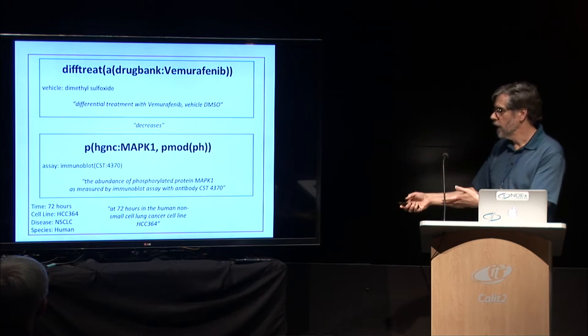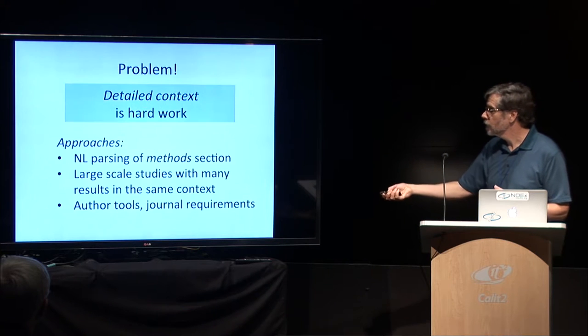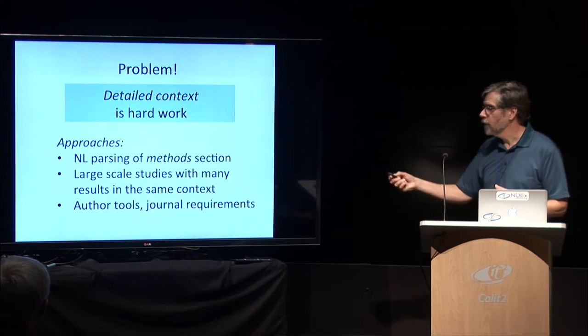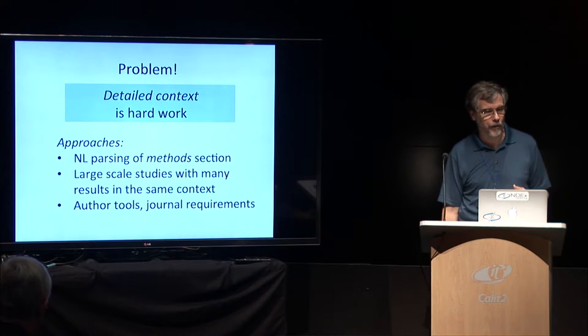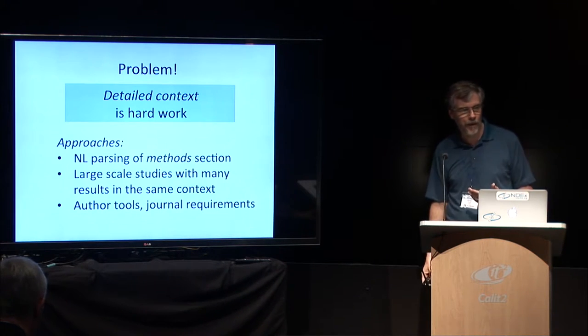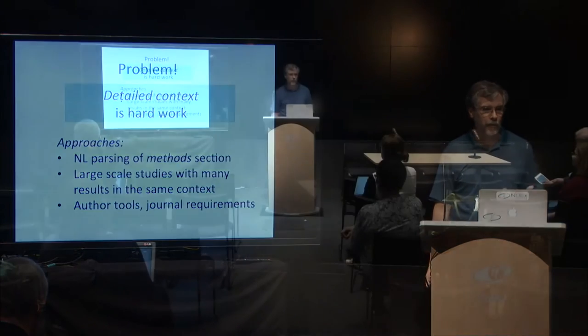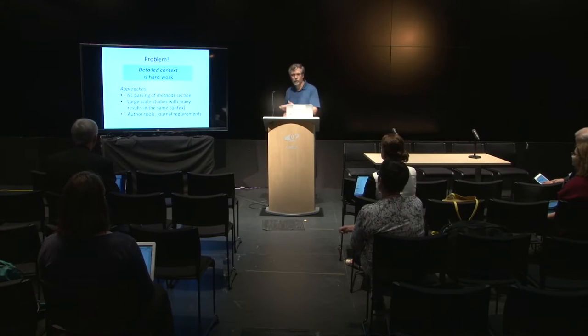Okay, so we want to capture everything we can, but problem. Detailed context is hard work. There is a reason we didn't do this at Genstruct. We needed our curators to get to done, and we cost enough as it was, right? And so all of you who've done curation are there shaking your heads saying, oh God, you want our curators to slog through that? Okay, so I have the following approaches to say, how can we actually get there?